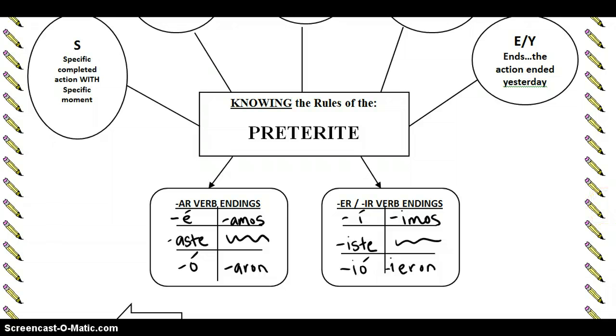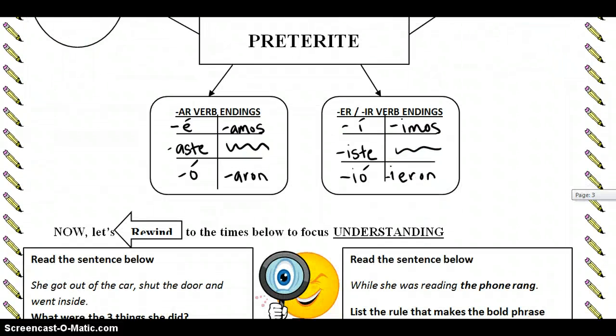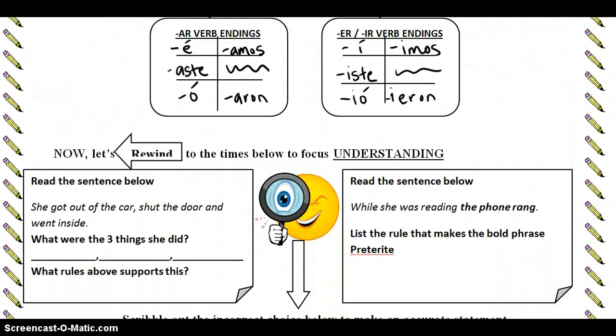Once you have these, let's go down and focus on some specific examples so you can better understand how the SPICY or SPICE acronym is used. So let's focus here on the left. On the left we have the sentence, she got out of the car, shut the door, and went inside. So what were the three things that she did? Well, she got out, she shut, and she went inside.